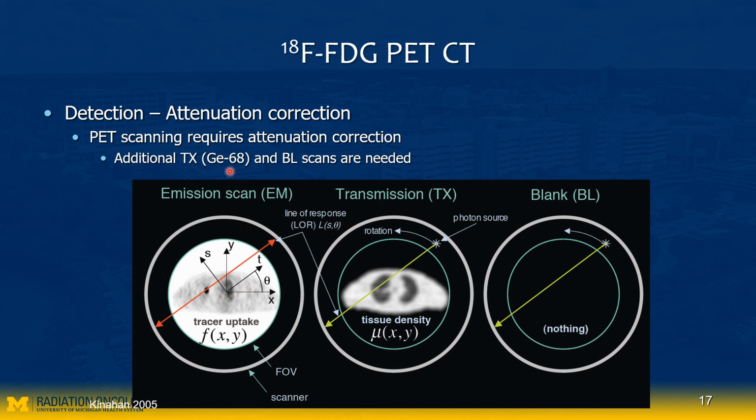So one way is the germanium-68 radioisotope source. The patient is inside the bore, and then this radioisotope source rotates around the patient, creating a tomographic image. Okay, so they do that with the transmission, with the patient and without the patient, and then it creates the attenuation correction map.